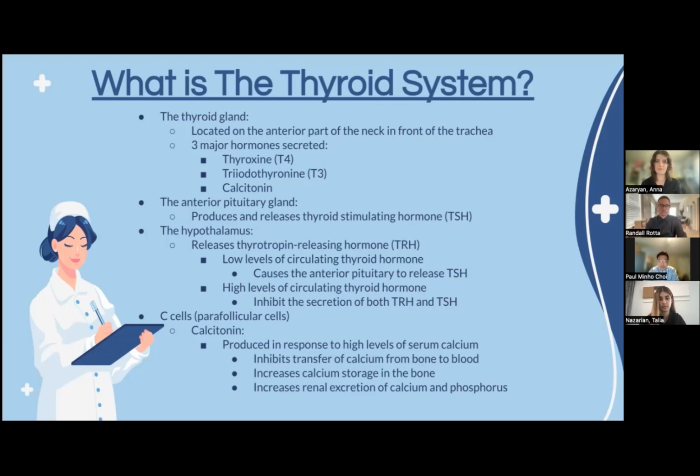And then the hypothalamus produces the thyrotropin releasing hormone, which is TRH. That is released dependent on if there's low levels of thyroid hormone or high levels, and then it's going to regulate the amount that needs to be in the body. And then C cells are the ones that produce the calcitonin, which regulates the calcium levels within the body.